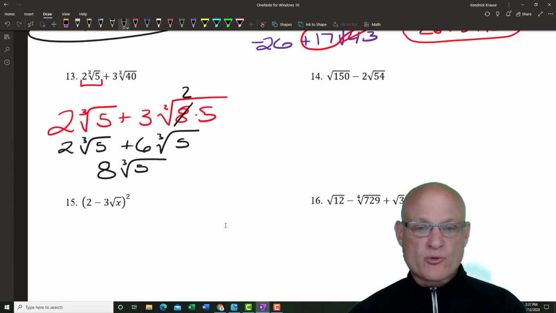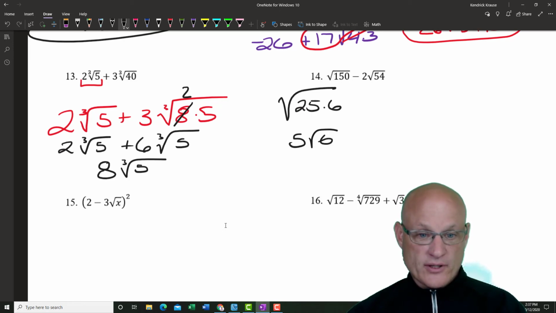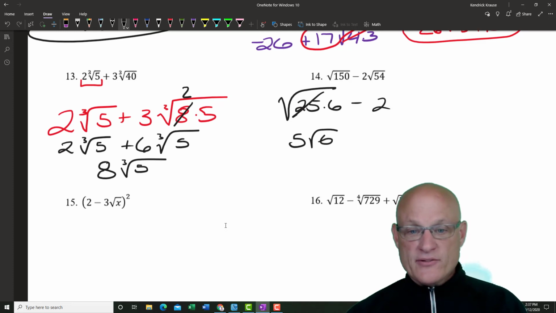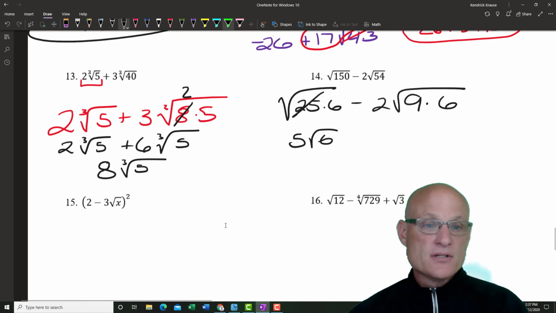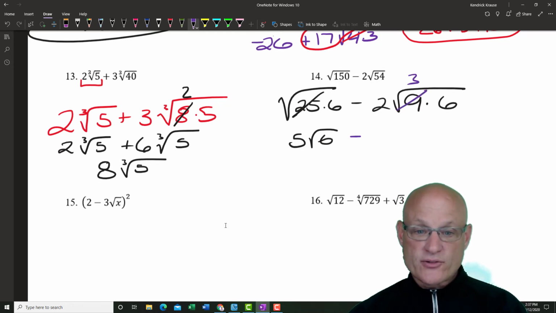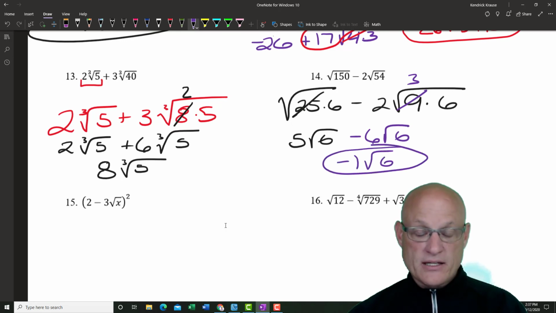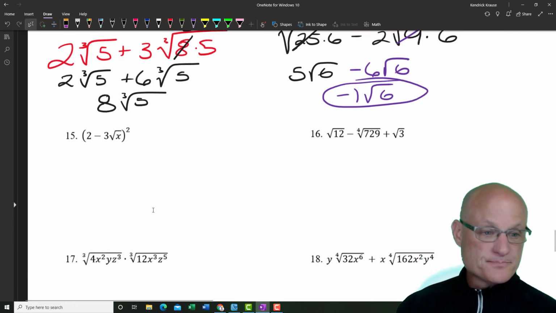All right, back to square roots. We're back to square roots. The square root of 150, so that's going to be 25 times 6, or 5 square roots of 6. Now that means this one probably has a 6 in it. What times what gives you 54? What times 6 gives you 54? 9. And the square root of 9 is 3. So this is minus 6 square roots of 6. So 5 minus 6 is negative 1 square roots of 6. You do not need the negative 1 if you don't want it.